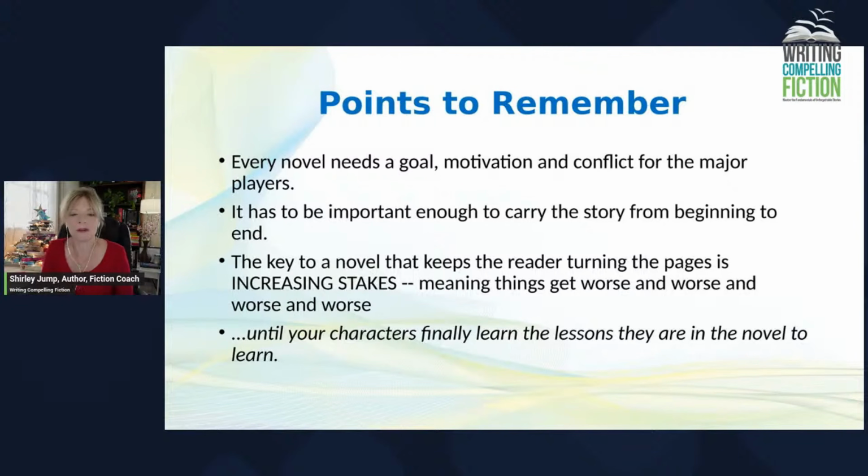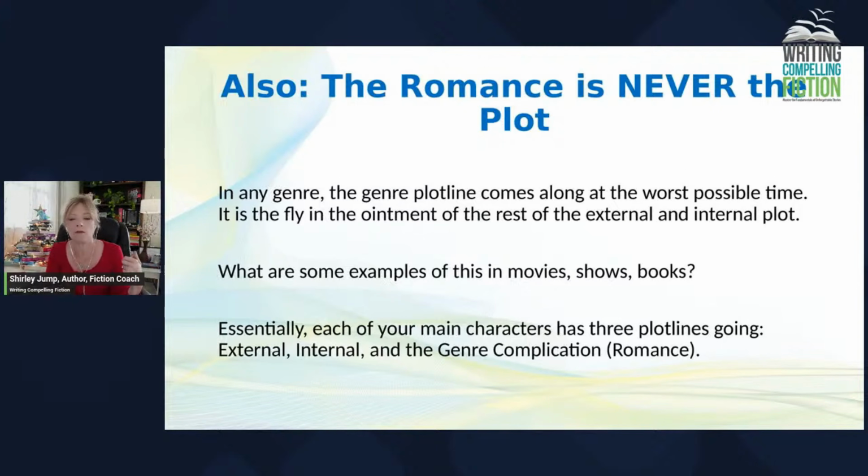So here's a few points to remember: every novel needs a goal, motivation, and conflict for the major players. You don't have to do it for the minor characters unless you're going to have a book that picks up that character in the next one. It has to be important enough to carry the story from the beginning to end, and things have to continually get worse until your characters learn their lessons. And as I said, the romance is never, ever the plot.